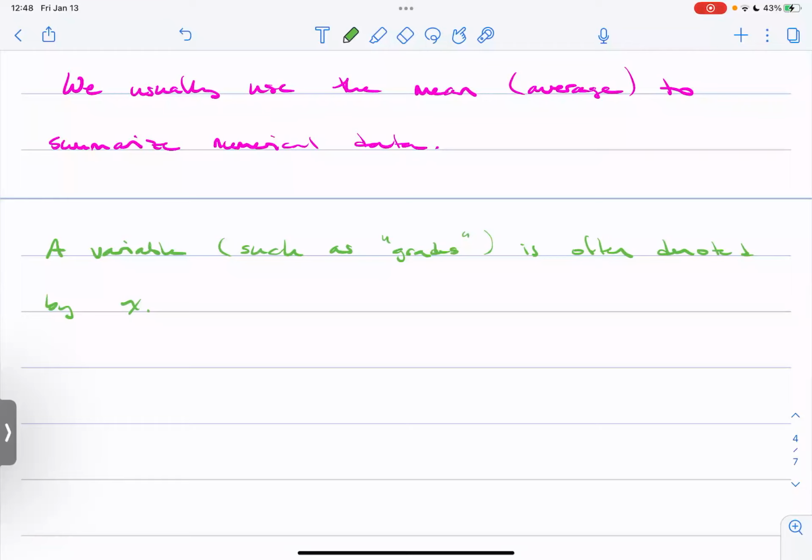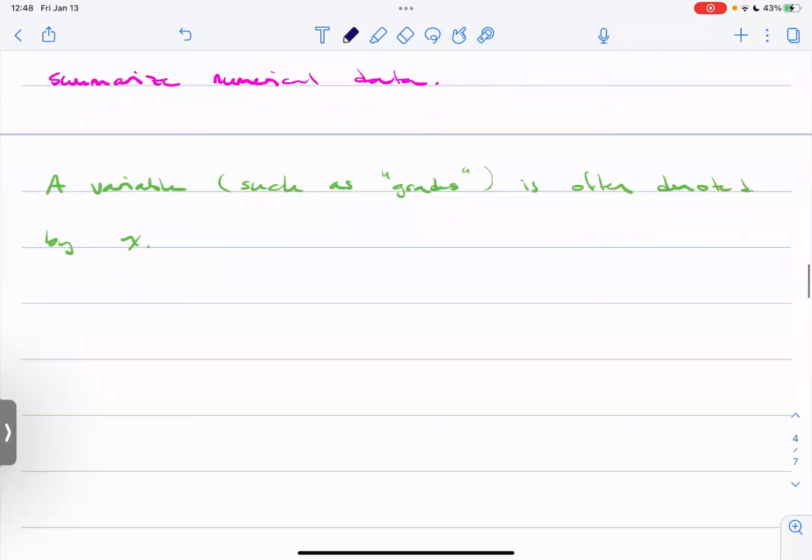And so if we want to talk about the mean of a variable, which is how we summarize a numerical variable, we put a bar over it. The mean of X is denoted by X bar. Oh, I shouldn't do it so sloppy the first time. There. Anything with a bar over it means that you're talking about a sample mean. The sample mean of X.